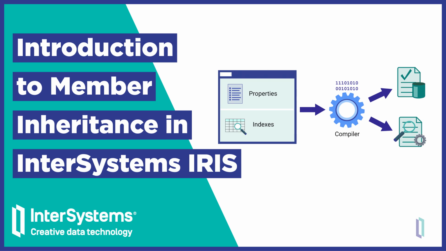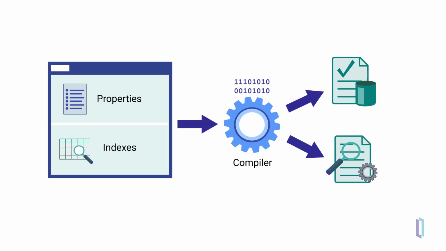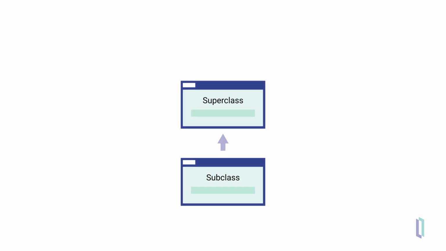In InterSystems IRIS, member inheritance is part of the class compilation process. When you define properties or indexes in a class, the compiler automatically generates additional code based on those members. This generated code handles things like validation and index-based access that you would otherwise need to implement yourself. With member inheritance, a class gains useful behavior through the members it defines.